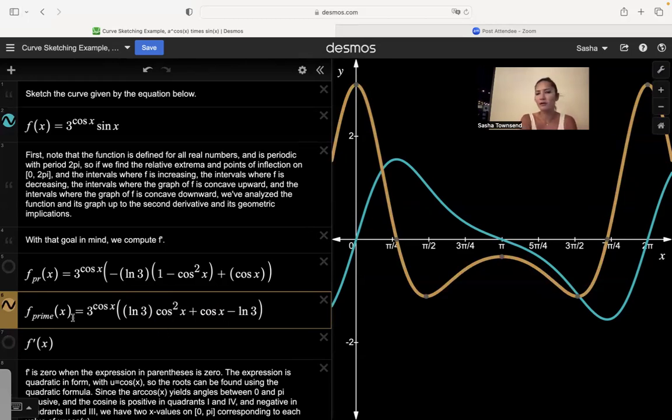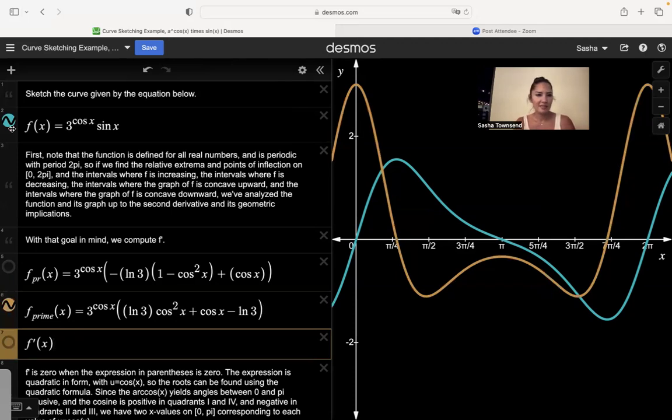Because whenever you have f prime, we want to know where it's 0 so that we can figure out where the original function is increasing and decreasing, where the original function has a relative extrema. And then we can also look at the relative extrema of f prime to determine the zeros of f double prime.